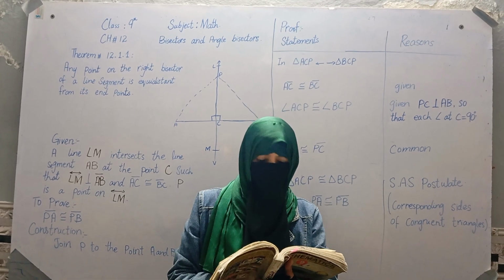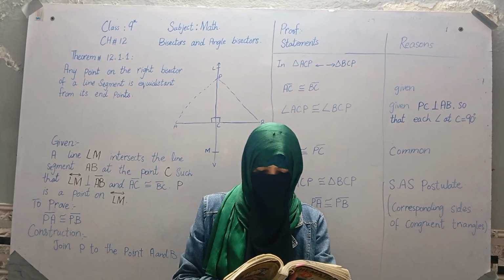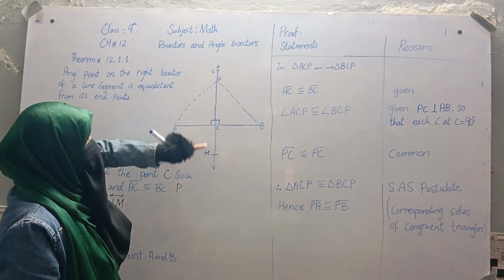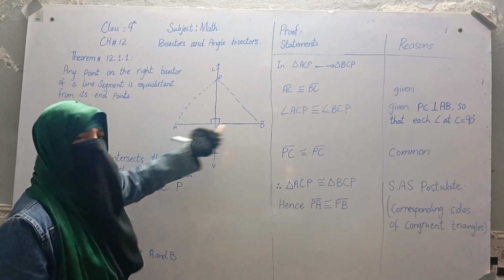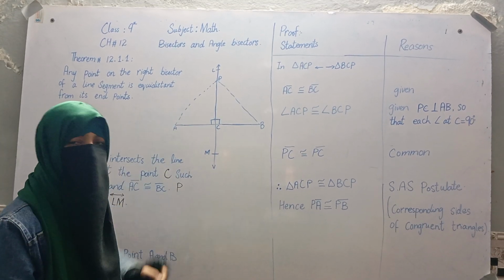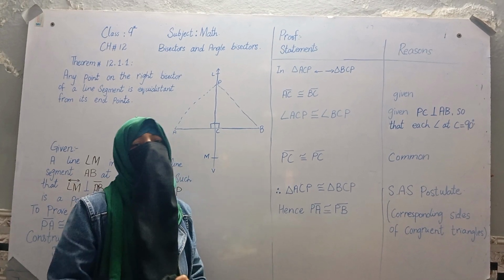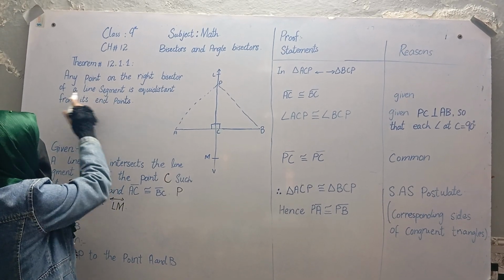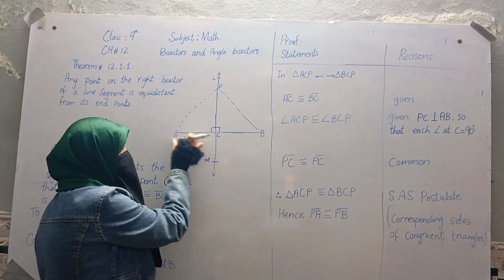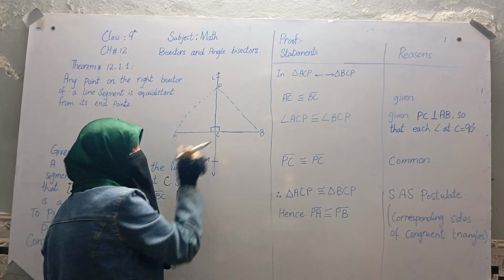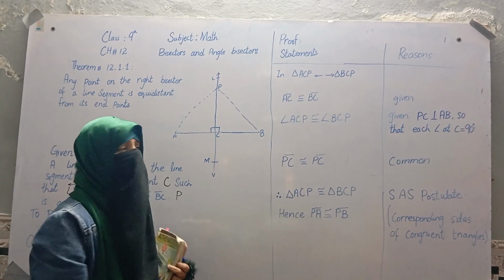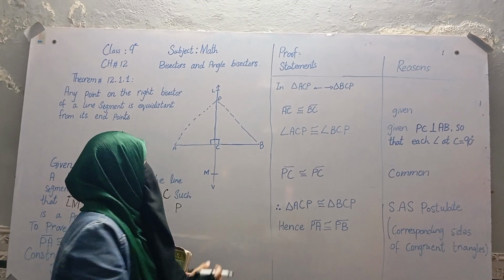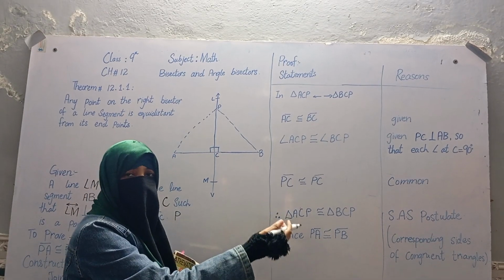A ray is called a bisector of the line segment if it divides it into two equal parts. Here you can see that this ray divides this line segment into two equal parts. A line segment means it has no arrow, it has ending points. Equidistant means if BC and AC have equal distance, you have to take the point which has equal distance from A to C and C to B.